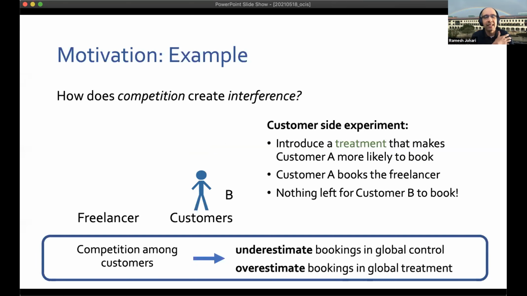In reality, what ends up happening is that when you introduce an intervention that makes some customers more likely to book than others, the treatment customers more likely to book than control, the treatment customers cannibalize listings away from the control customers. And as a result, if you use a naive estimator that just uses the number of bookings made by treatment customers and compares it to the number of bookings made by control customers, you'll tend to underestimate bookings relative to global control. You'll tend to overestimate bookings relative to global treatment. And essentially that creates a bias in your estimate of the global treatment effect. Okay, so this effect is arising because customers are competing with each other for the same limited inventory on the opposite side of the market when we only randomize on the customer side.